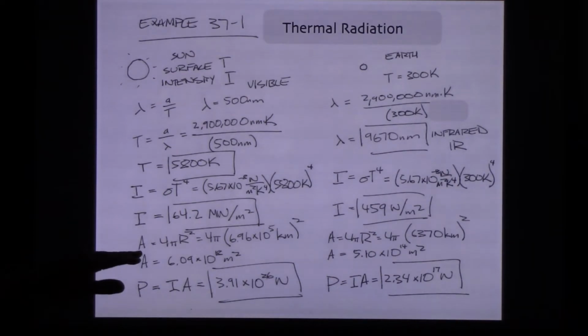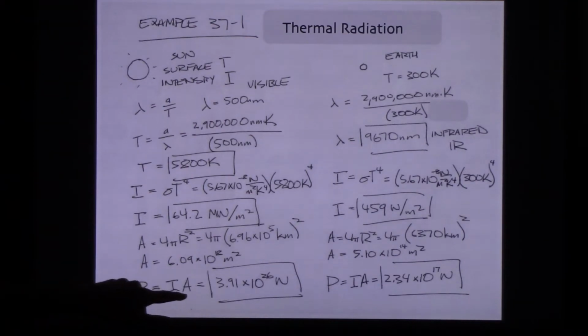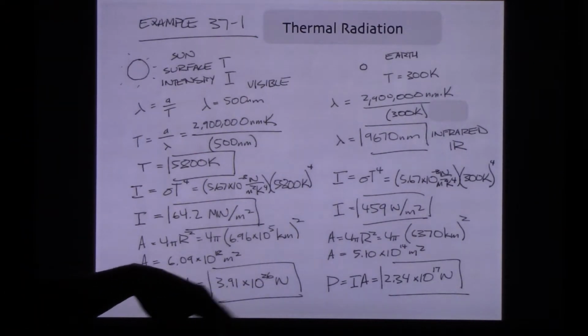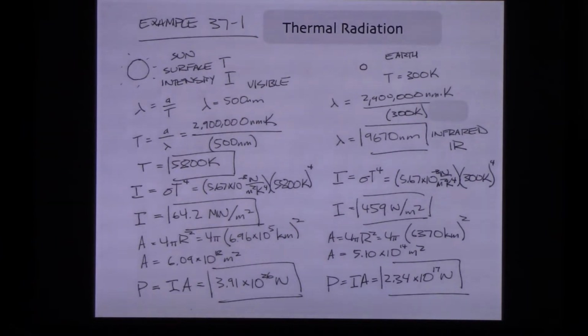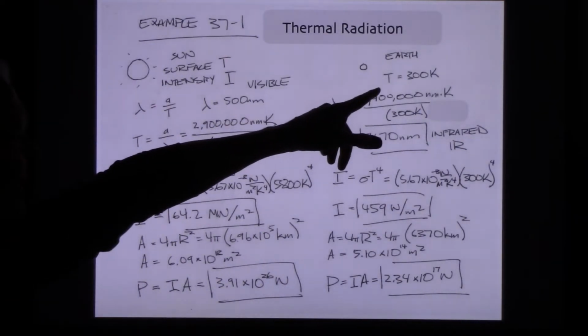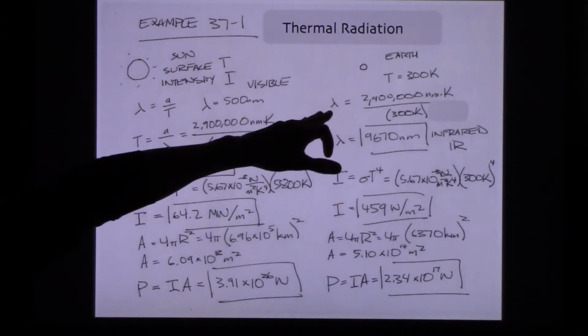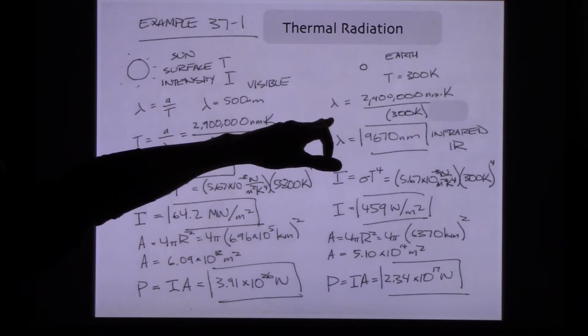Now, from that, we can take the surface area of the sun and multiply by the intensity to get the total energy output of the entire sun. So the sun's total energy output is 3.9 times 10 to the 26 watts. It's a really big light bulb. Now, compare this with Earth. Let's say the surface temperature of the Earth is about 300 Kelvin. What would be the peak wavelength?